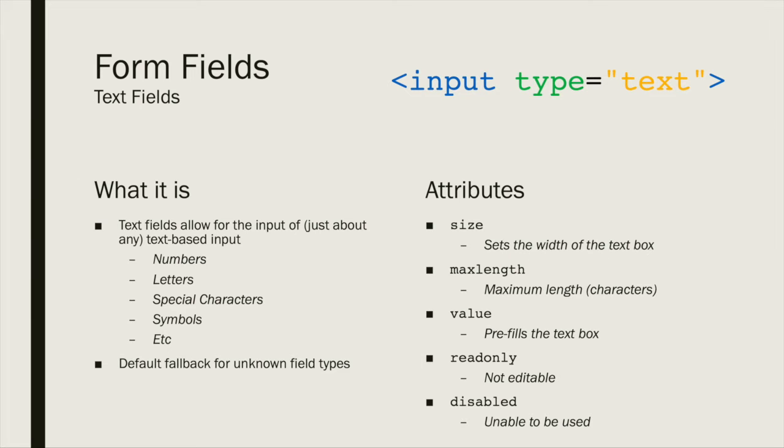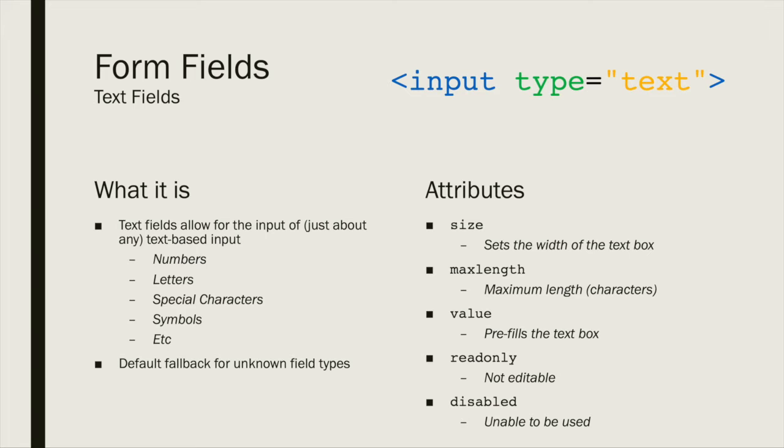The first one is a text field. Basically, this field allows for the input of just about any text, numbers, letters, special characters, symbols, etc. This is also the default fallback for unknown field types. We'll get to those in just a minute.